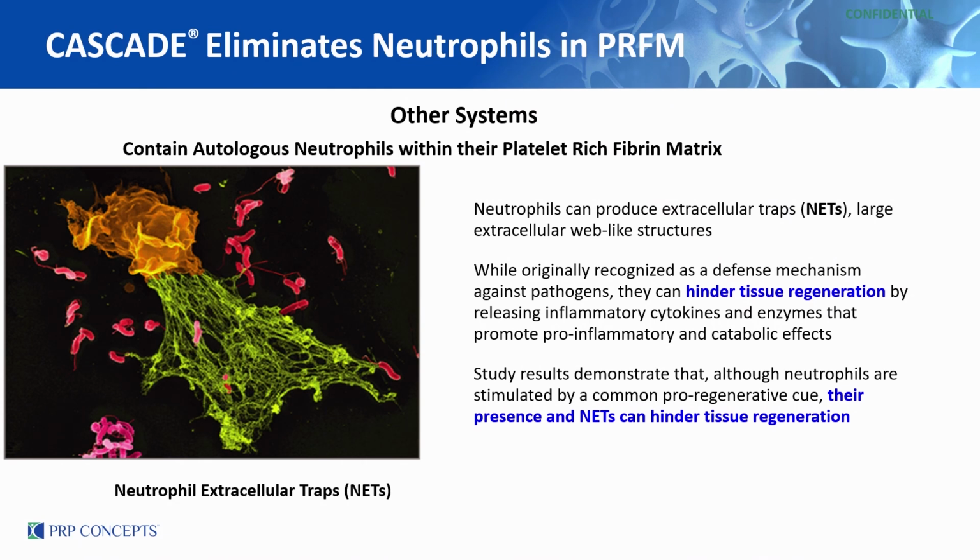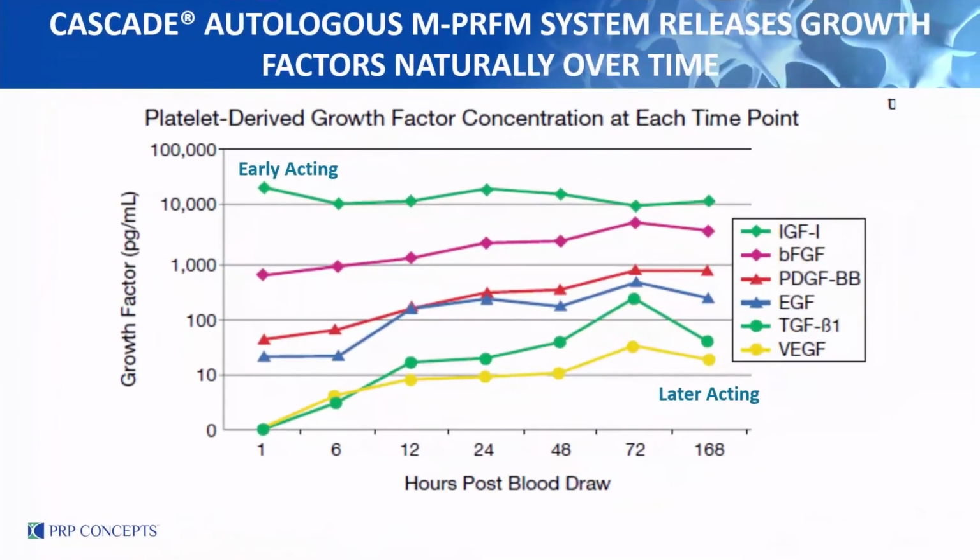We mentioned neutrophils before. This is called the neutrophil extracellular traps, which are pro-inflammatory. And remember, excessive numbers of neutrophils are anti-angiogenic. They have anti-regenerative properties. So we don't want a lot of neutrophils in the wound. This system eliminates the neutrophils. Remember, it's a leukocyte-poor PRP system. So we don't want to have these because they can be pro-inflammatory. And that's what makes this system different from others as well.